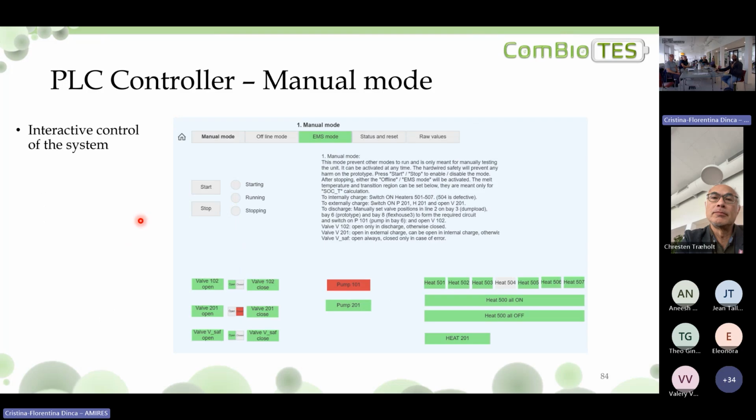So this shows the manual mode interface, which is a web page, and through which we can basically control all the components, the valves, the pumps, the heaters in manual mode.